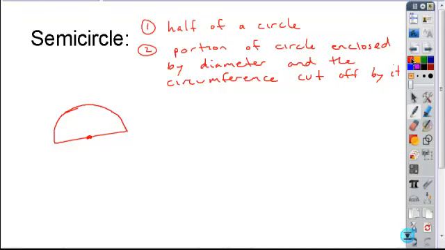Okay, so a semicircle can still have a radius, can still have a diameter, which is designated with a D. It can still have a perimeter. The perimeter is going to be the diameter plus half of what the circumference of the circle would be. We'll talk more about that later.